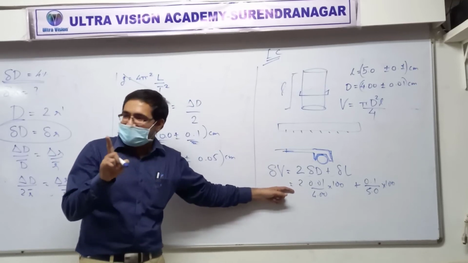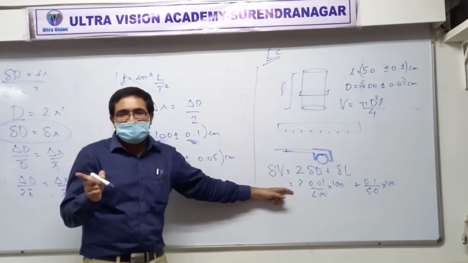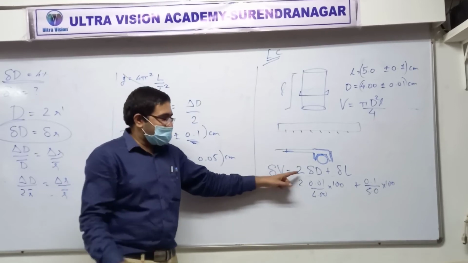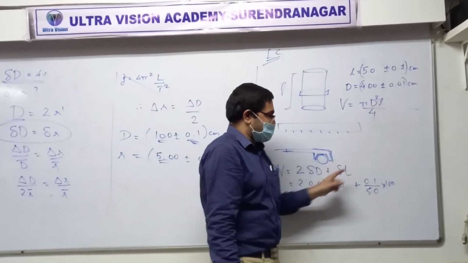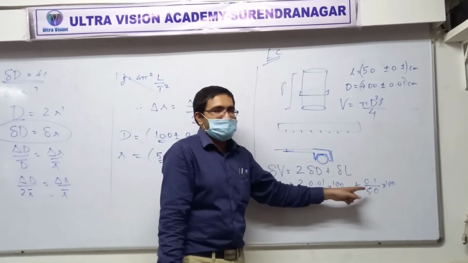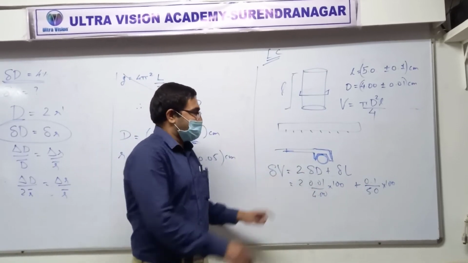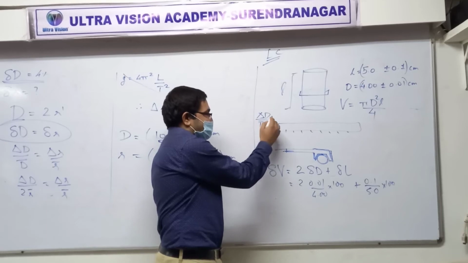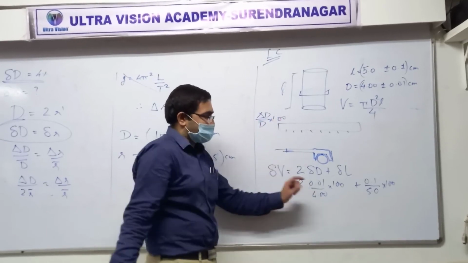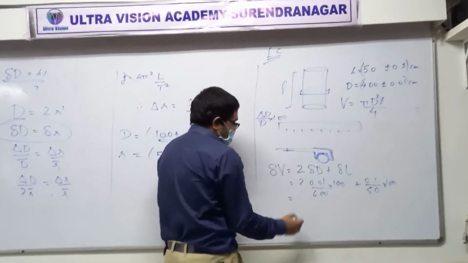So that was a step in the right direction. Others, what we have to do? 2 del D plus del L from here, and then we put the del D and del L values. Put the formula in between so that it becomes clear. Del D formula is delta D by D bar into 100. Okay, that's what this is. Let's simplify all this now.